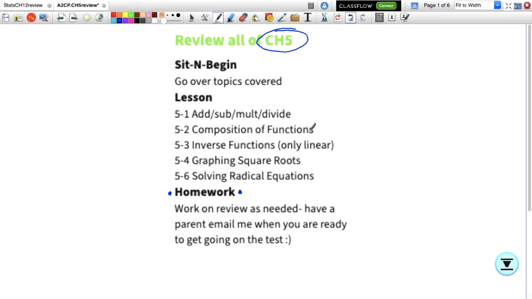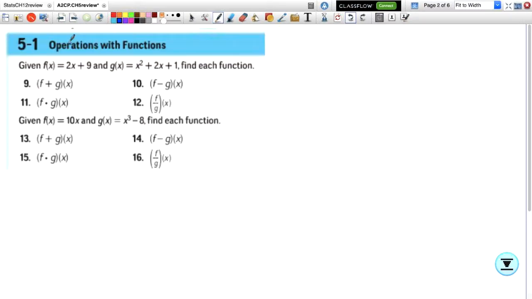Okay, so let's hop into going over these topics. So the first topic, like I said, was adding, subtracting, multiplying, and dividing functions. So operations with functions. So you're going to see problems that look like this: f plus g of x, f times g of x, f minus g of x, f divided by g of x. This is the type of problem that I'm referring to. So in these, they give you a function that they want you to use for f of x, and they give you a function they want you to use for g of x, and they want you to actually go through and do whatever calculation.